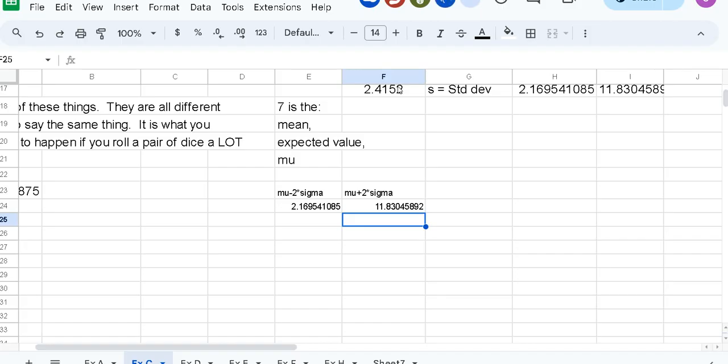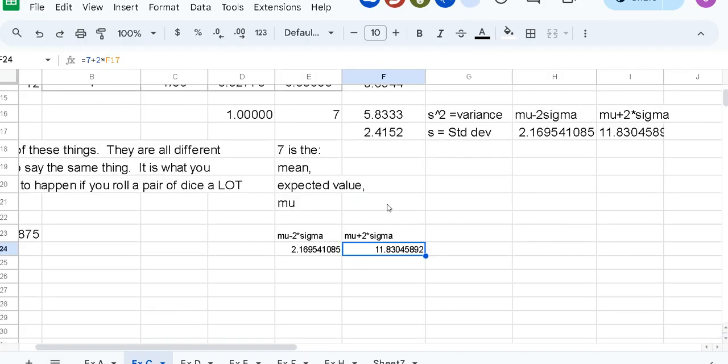I had a question here. You want to see that one? Sure. Equals 7 plus 2 times F17. Is your F17 the same 2.4152 number that I have? If your calculation is off here, then that might be throwing things off for you.